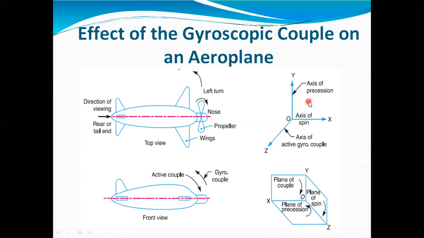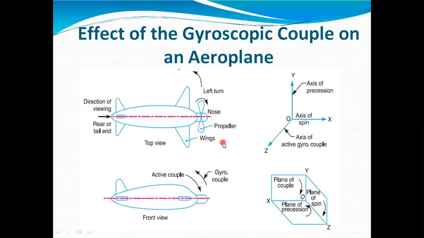And with respect to these three axes, there are three planes also. The first plane is called plane of spinning, that is OYZ plane. The second plane is called plane of couple. The couple may be either reactive gyroscopic couple or active gyroscopic couple. These planes are represented by OYX, and third plane is called plane of precession, which is represented by OXZ. So taking into consideration all these three axes and three planes, now we are going to discuss how gyroscopic couple will affect the aeroplane position when it's taking either left turn or right turn.